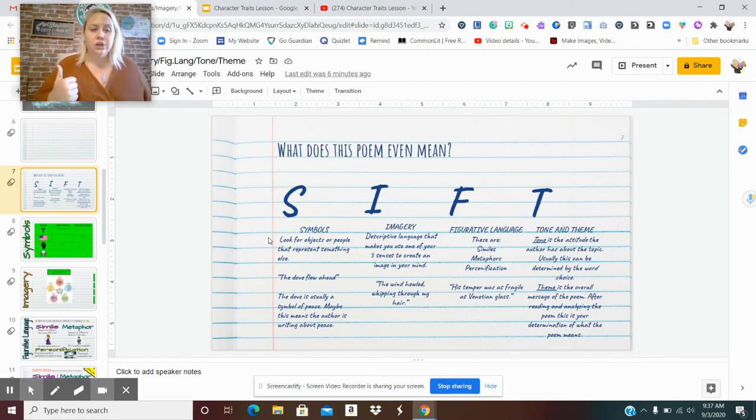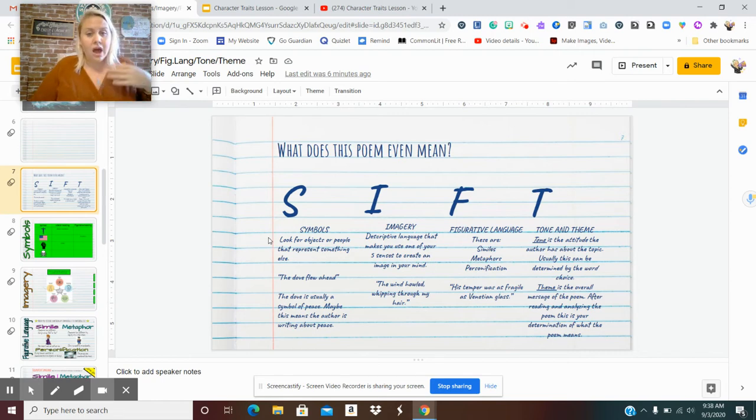All right. So after you look at all of the symbols, you write out, you annotate what you think the symbols stand for, move on to the imagery. Imagery is descriptive language that makes you use one of your five senses. So these are the words that poets deliberately use to put images in your head to make you use your imagination. And it's not just poets that use this, we're just talking about poets right now.